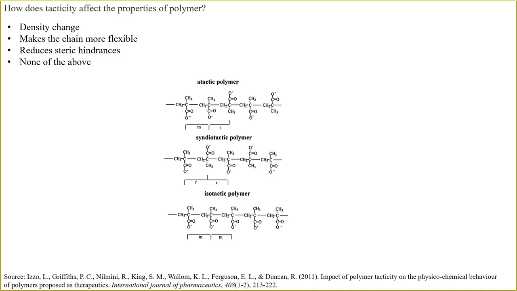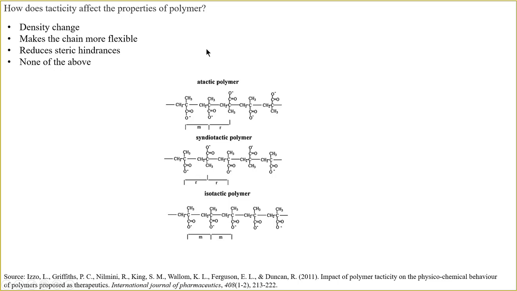No, sir, not that, but the changes. The question says, how does tacticity affect the properties of polymer? Oh, okay. What we are saying is density change is correct, then reduction of the steric hindrance is correct, and these two are the only correct ones. Making the chain more flexible is a subjective answer. It can occur in any one of them, so it depends on the polymer. So 1 and 3 are the correct answer.